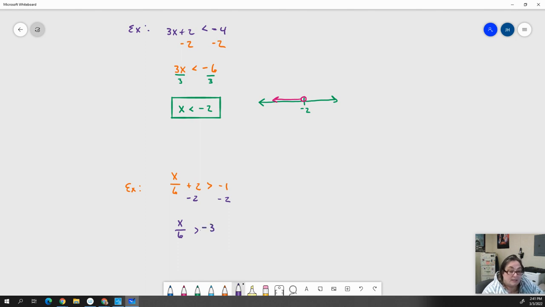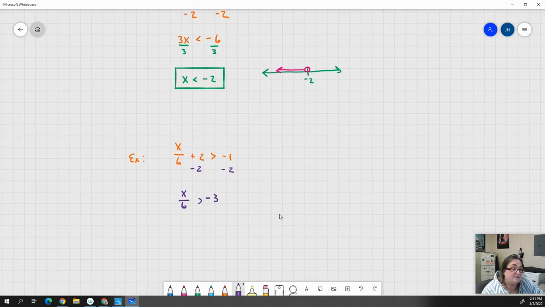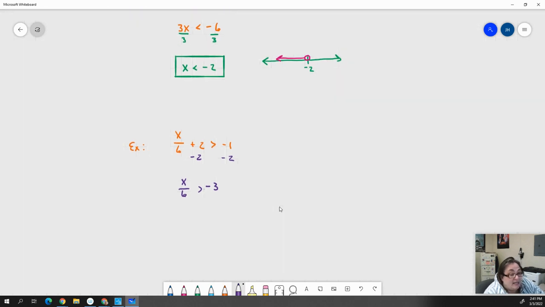So this looks good, except for now I have this fraction. And I need to get this x by itself, but it's got that denominator of 6. Well, if I want to get rid of anything in a denominator, if I want to clear a fraction, I just multiply by whatever that denominator is.